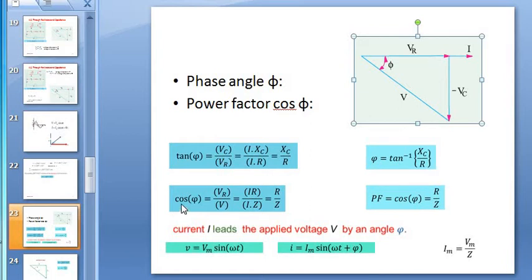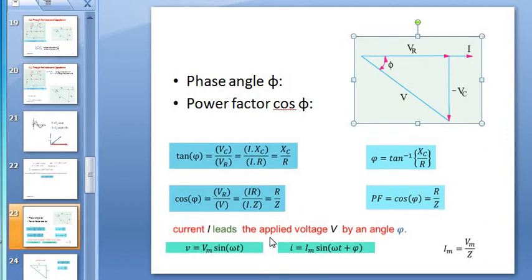Next is power factor cos phi. Cos phi is equal to what? Adjacent side divided by hypotenuse side. From this again what we are getting? It is the ratio of resistance to impedance. This is exactly same as the previous case.